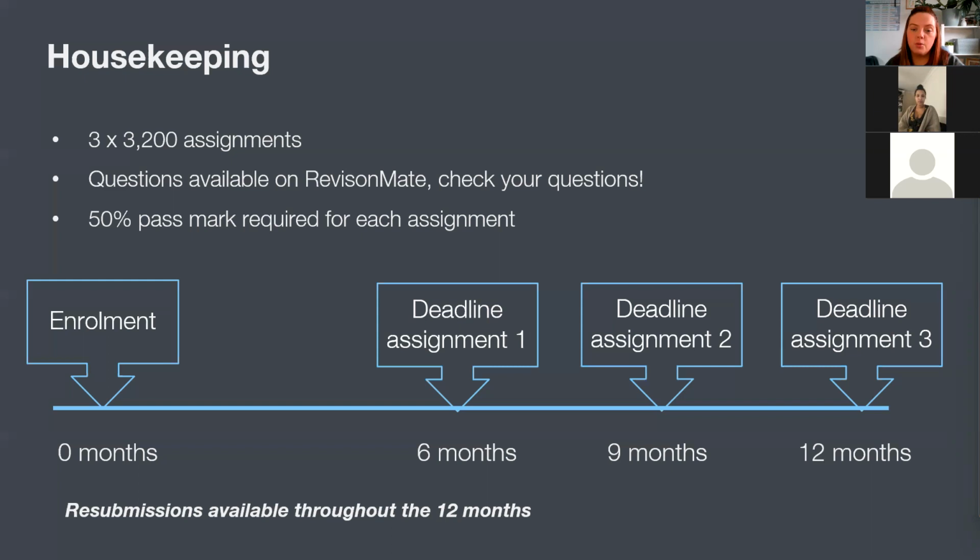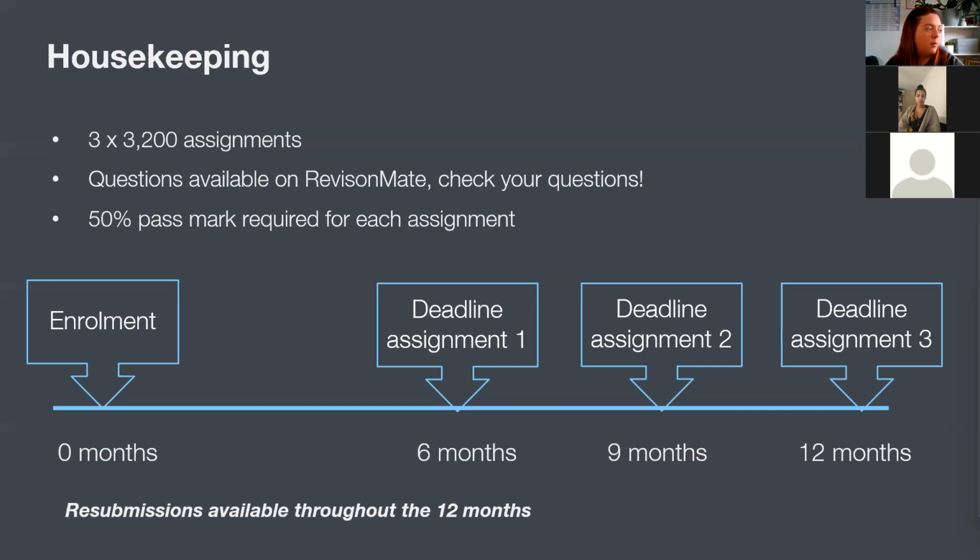Pass marks for this module, 50%, it's not bad. There's 80 marks available for each coursework assignment. You've got to achieve a minimum of 40 to get that pass.